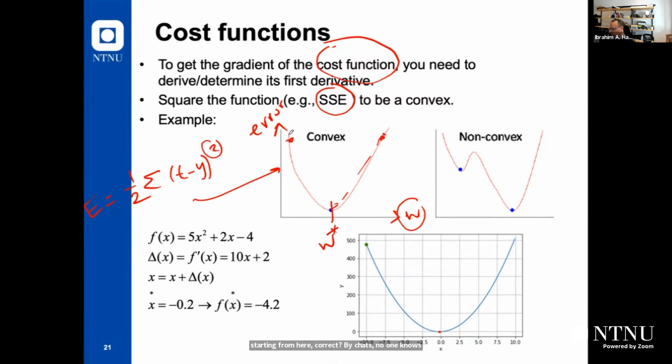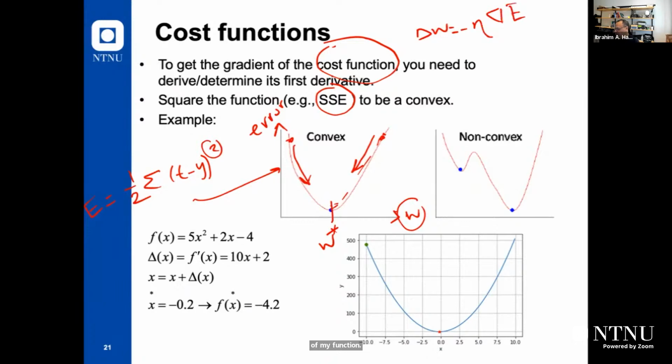Because when we are training our perceptron, we initialize the weights with small random values. So maybe you are starting from here, maybe you are starting from here. If you start from here, you need to move in that direction. If you are here, you need to move in that direction. Right? So what is the rule here? We know the rule: delta omega equals minus eta multiplied by the gradient of my function. It will be like this one.